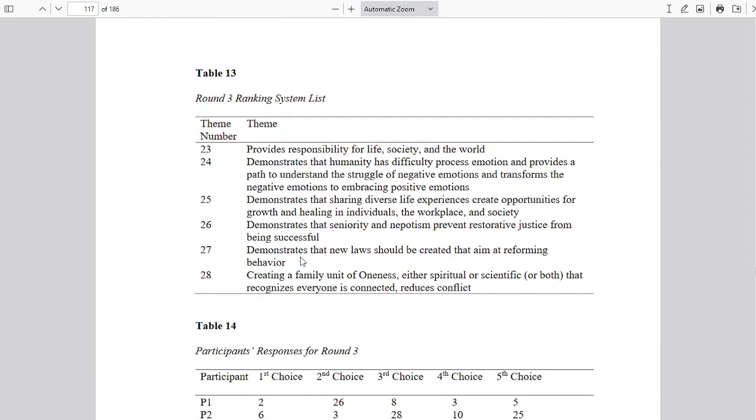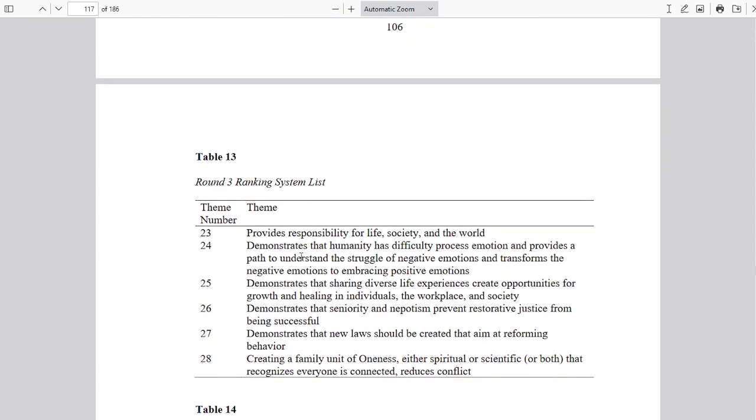23 is provides responsibility for life, society, and the world. 24, demonstrates that humanity has difficulty processing emotion and provides a path to understand the struggle of negative emotions and transforms the negative emotions to embracing positive emotions.